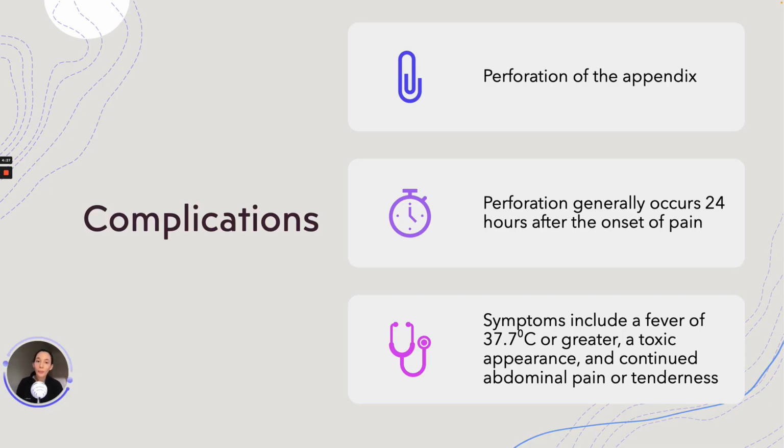All right, so some complications. We can have perforation of the appendix. This is a major complication, which can lead to peritonitis, abscess formation, or portal phlebitis. Perforation generally occurs 24 hours after the onset of pain, and symptoms include a fever, a toxic appearance, and continued abdominal pain and tenderness.